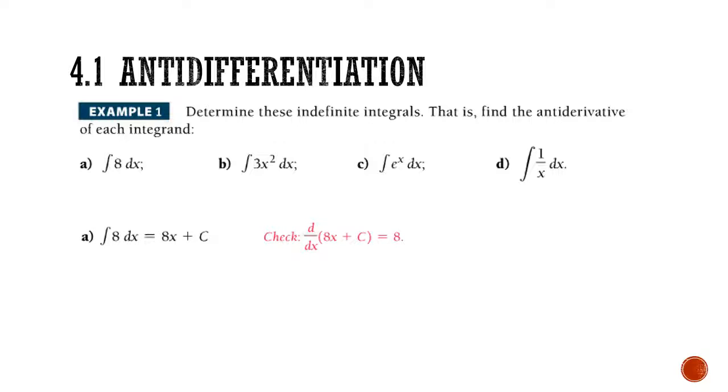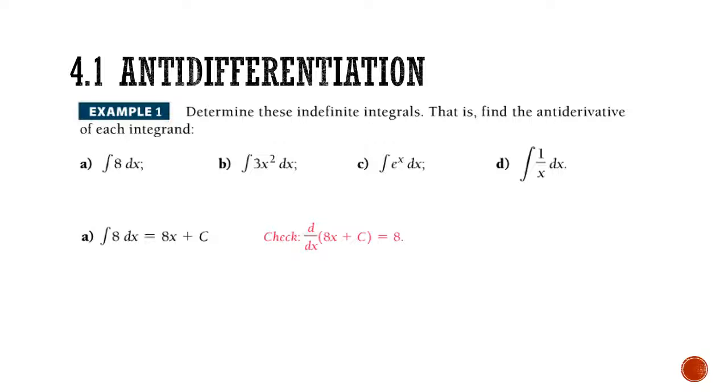Okay, so for A, what would you have to take the derivative of to be left with just plain old 8? Well, that would be 8x, because the derivative of 8x is 8. So 8x plus c is going to be our solution for A.